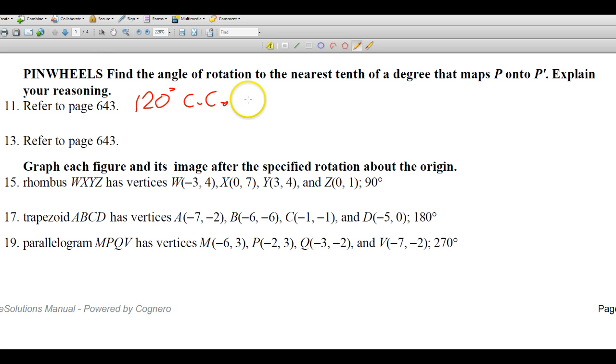And my explanation for this is that 360 divided by 6 petals equals 60 degrees per petal. And 2 petal turns is 2 times 60.